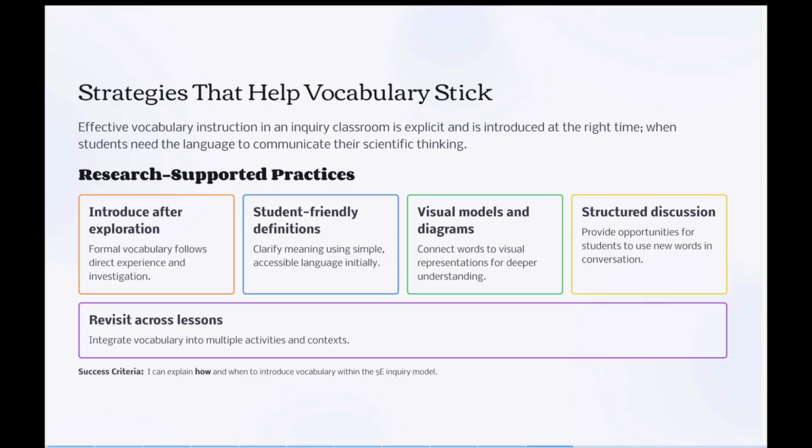And remember to revisit across lessons. Integrate vocabulary into multiple activities and contexts, and make sure to get those words up on your science word wall. And this is how to introduce vocabulary within the 5E inquiry model.